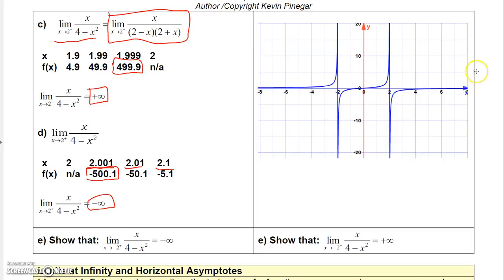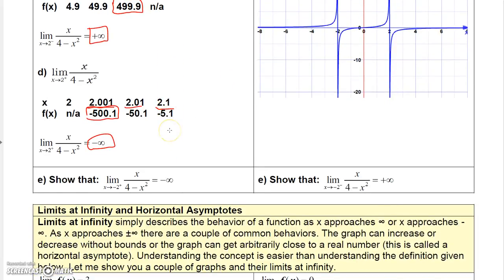And if you look over here, you can see here's the graph, and these vertical lines are the asymptotes. So as you get close to 2 from the left, you're going up, so plus infinity, and as you get close to 2 from the right, it's going down, so it's going to negative infinity. And also you can check what's happening as you approach -2. Notice from the left, it's going to plus infinity. As you approach -2 from the right, it's going to negative infinity.